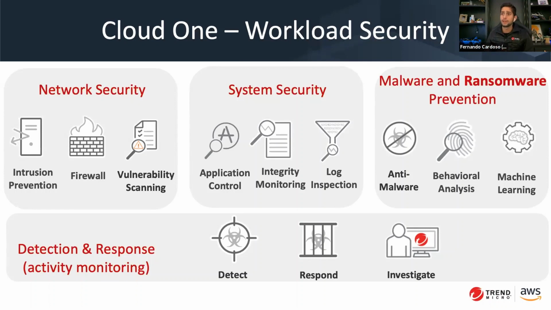Another important feature here is the firewall. Some customers need additional and more granular firewall controls for every single EC2, and we enable that for customers. System security is very helpful for audit processes and compliance: application control, integrity monitoring, and log inspection. Then malware prevention and also ransomware prevention. Anti-malware, behavior monitoring or behavior analysis, and machine learning are very key aspects for a lot of organizations protecting their workloads against crypto mining, ransomware, Trojans, and many others across the globe.